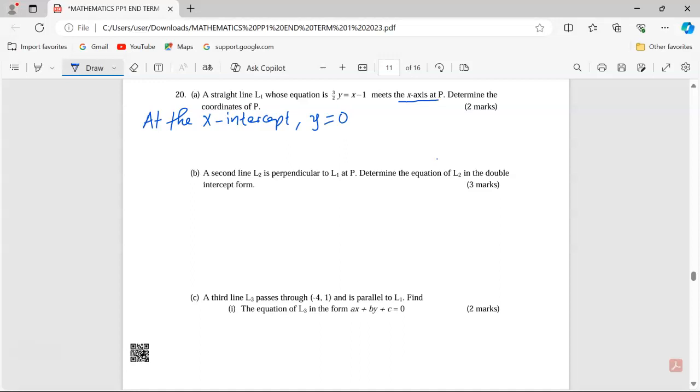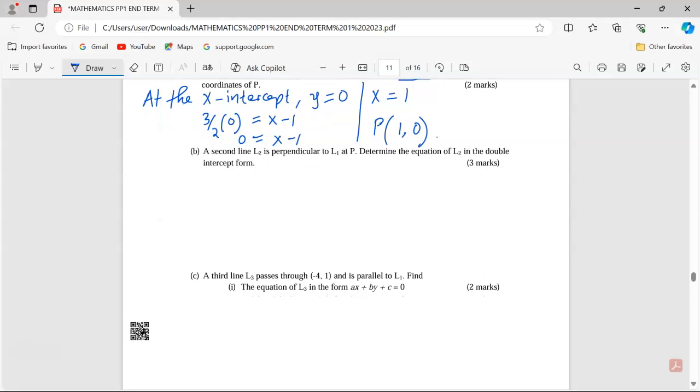the value of y is usually 0. So now we have 3/2 times the value of y, which is 0, equals x minus 1. So we are substituting y with 0, such that we have 0 equals x minus 1. So the value of x is now 1. So at the x-intercept, x is 1 and y is 0. So the coordinates of P, the x-intercept, will be (1, 0).